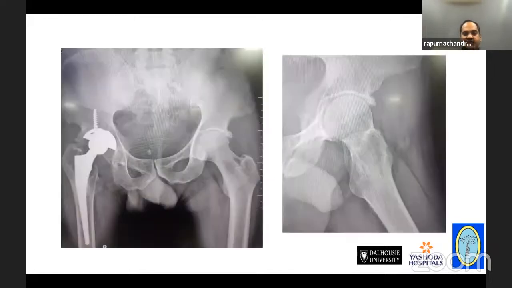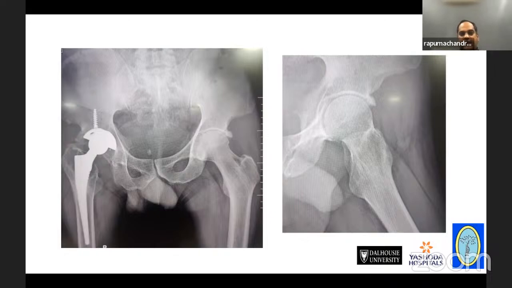So this is his X-ray. The right side hip, I would not comment on, because that is not what we're talking about. On the left side, you could see a very big pincer deformity, global overcoverage, with overcoverage of the posterior wall of the acetabulum on the left side.